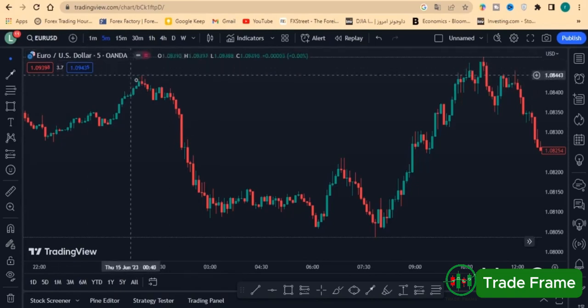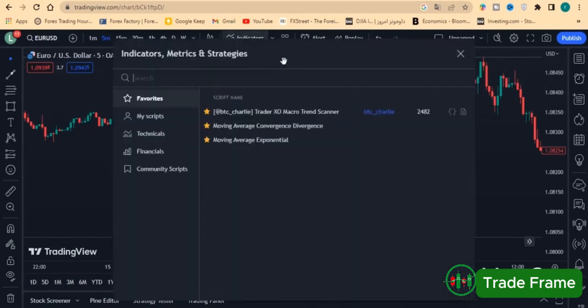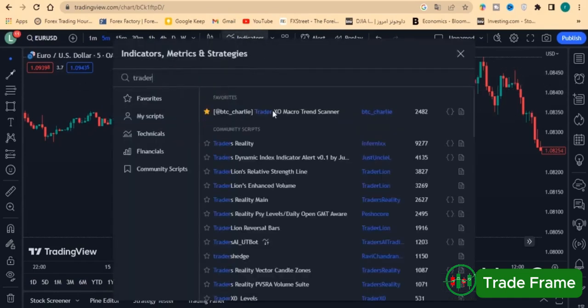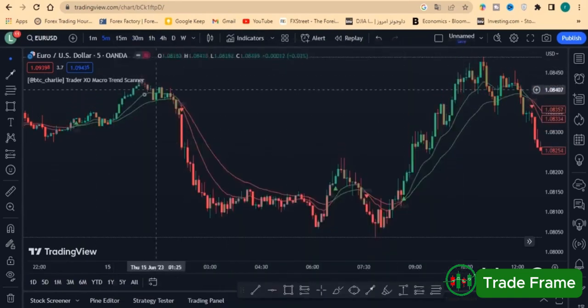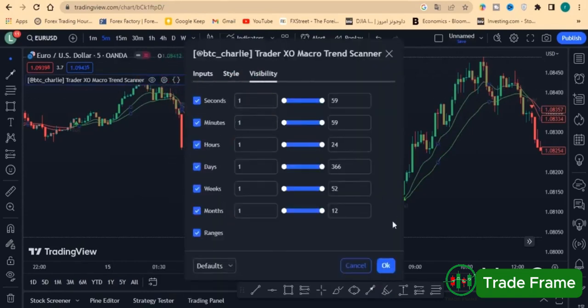For this strategy, we need 3 indicators. 2 of the indicators are for filtering out fake signals that the first indicator might sometimes give us. So stay with me until the end of the video with attention and focus to know how to use these indicators. So I open my list of indicators and search for the term Trader XO Macro Trend Scanner and apply it to the chart once. We don't need to adjust its settings, we leave it as the default and just click OK.